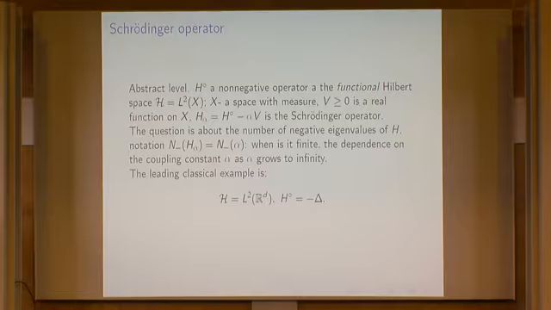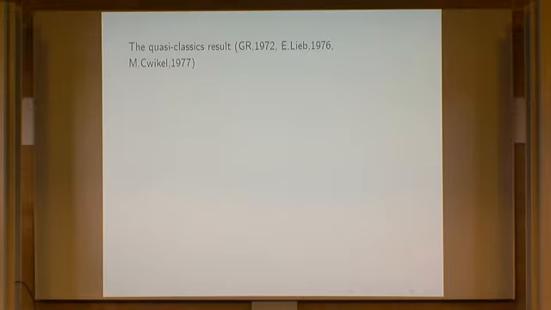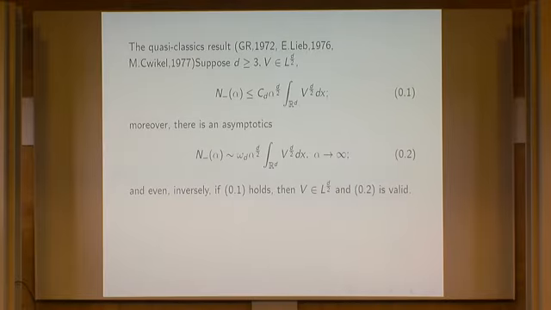Of course, the leading classical example is when the Hilbert space is the usual L2 on the d-dimensional Euclidean space and the operator is the minus Laplacian. And here I should start with the quasi-classical result, the estimate whose name I carry. It was proved by myself as long ago as 72, and then by Lieb in 76, and one more method in 77, and it is called the CLR estimate. There were 3 different proofs at different times, and then some more people joined. The most recent proof was published only something like 2 years ago.